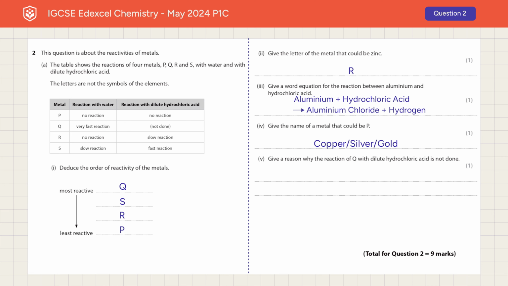Finally, a safety note. Why shouldn't we react metal Q with the acid in a simple test tube? Because if Q is something like sodium or potassium, the reaction isn't just fizzy, it's violent, explosive, and dangerously unsafe. The hydrogen produced can ignite instantly.